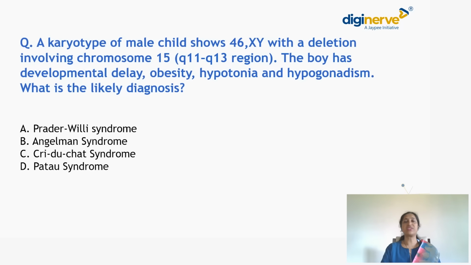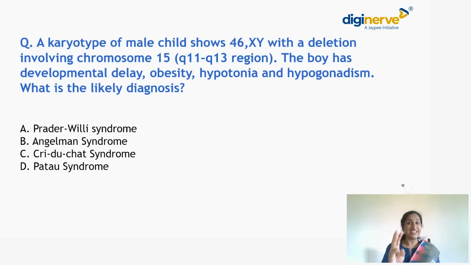Cri-du-Chat syndrome involves a deletion of chromosome 5. This is chromosome 15. That is a totally different congenital condition, and there's a typical cry like a cat's cry because of involvement of the vocal cords. Patau syndrome is a totally different condition. Here there are issues with chromosome 13.